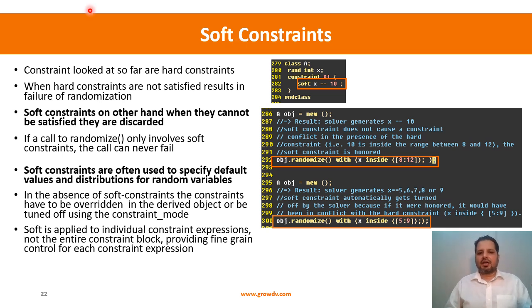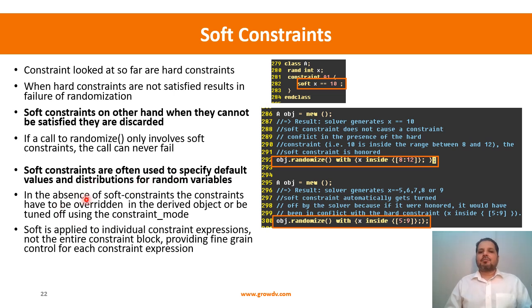So whatever constraints we have seen so far are all hard constraints, right? And when the hard constraints are not satisfied, it results in failure in randomization. Whereas soft constraints, on the other hand, when they cannot be satisfied, just get discarded. And if a call to randomize only involves soft constraints, then it can never fail, because if they can't be satisfied, they just get discarded. And as we talked about, they are often used to specify default values and distributions for the random variables.